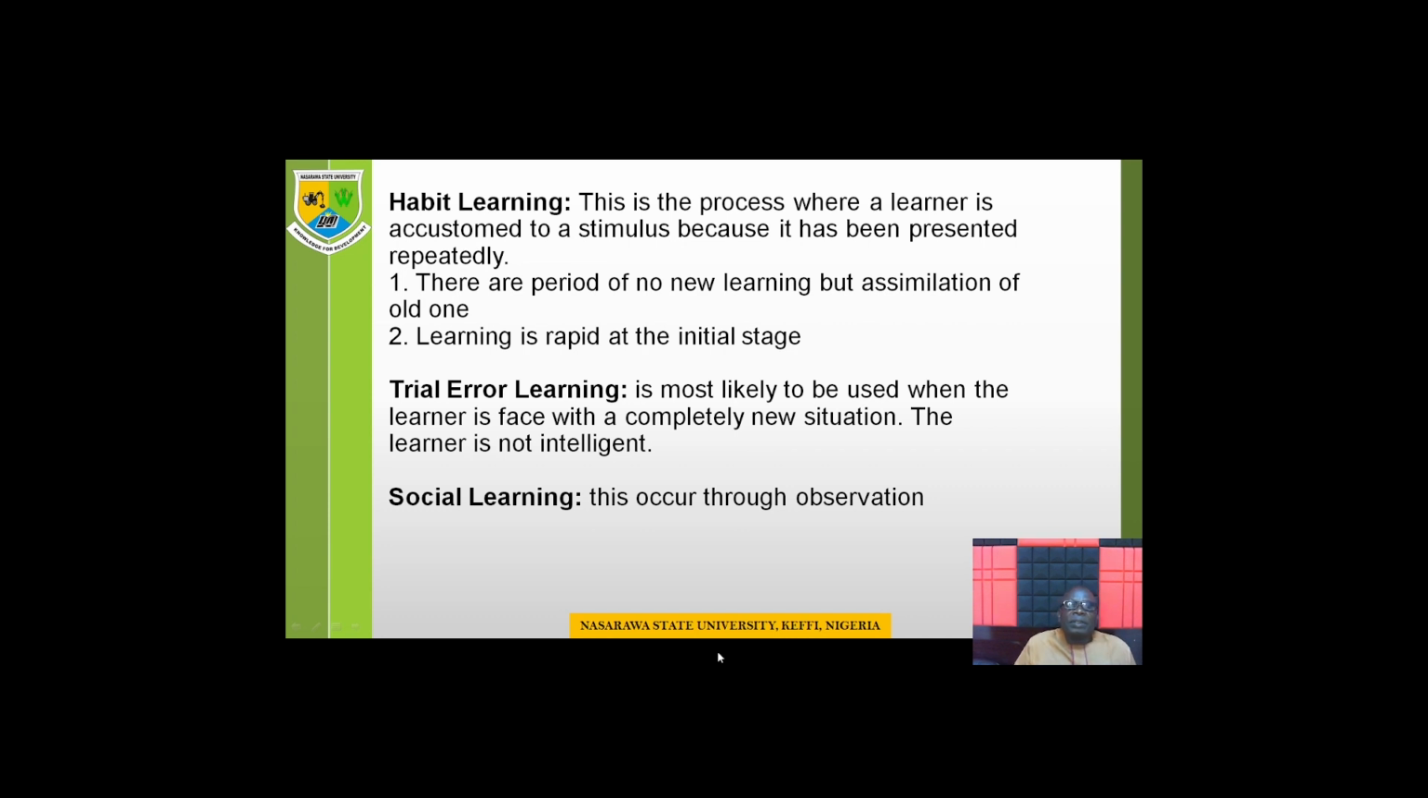Trial and error learning is most likely to be used when the learner is faced with a completely new situation. The learner is not intelligent. You can look at the example of a mechanic. Before a mechanic makes any amendment in either a machine or a car, you will be touching this, touching that, before you will be able to get what you want. That is trial and error learning. Serial learning. This occurs through observation.